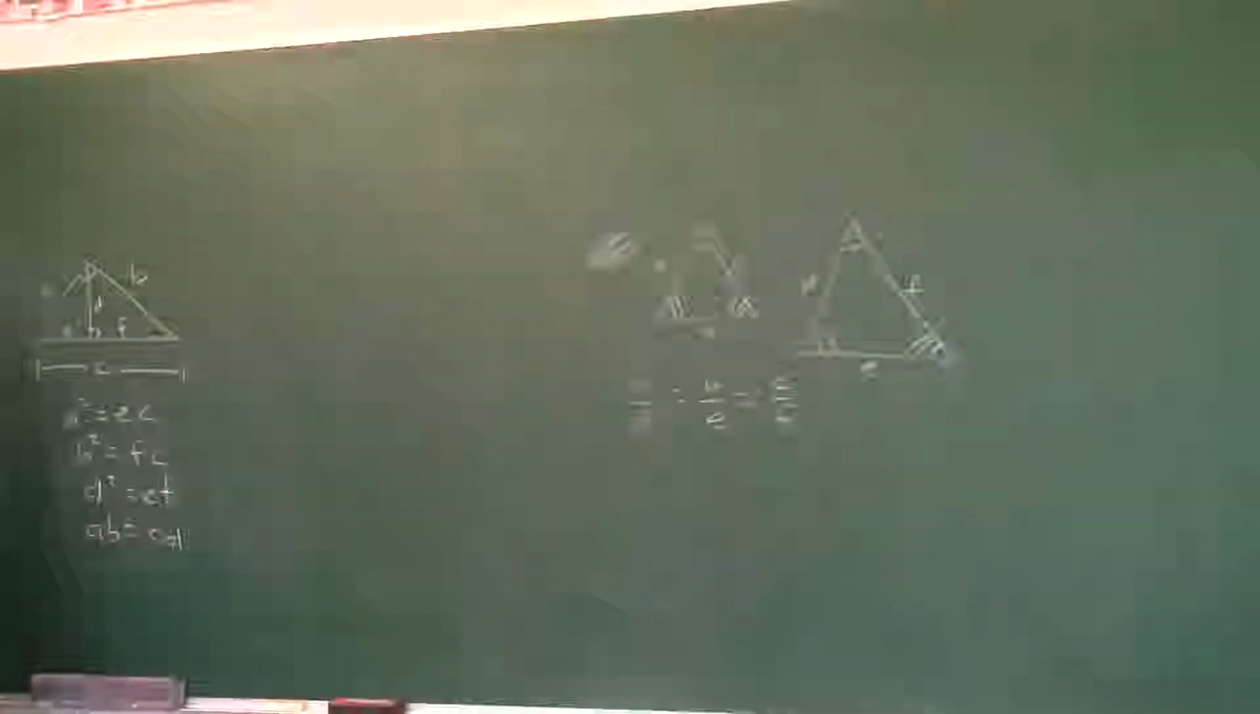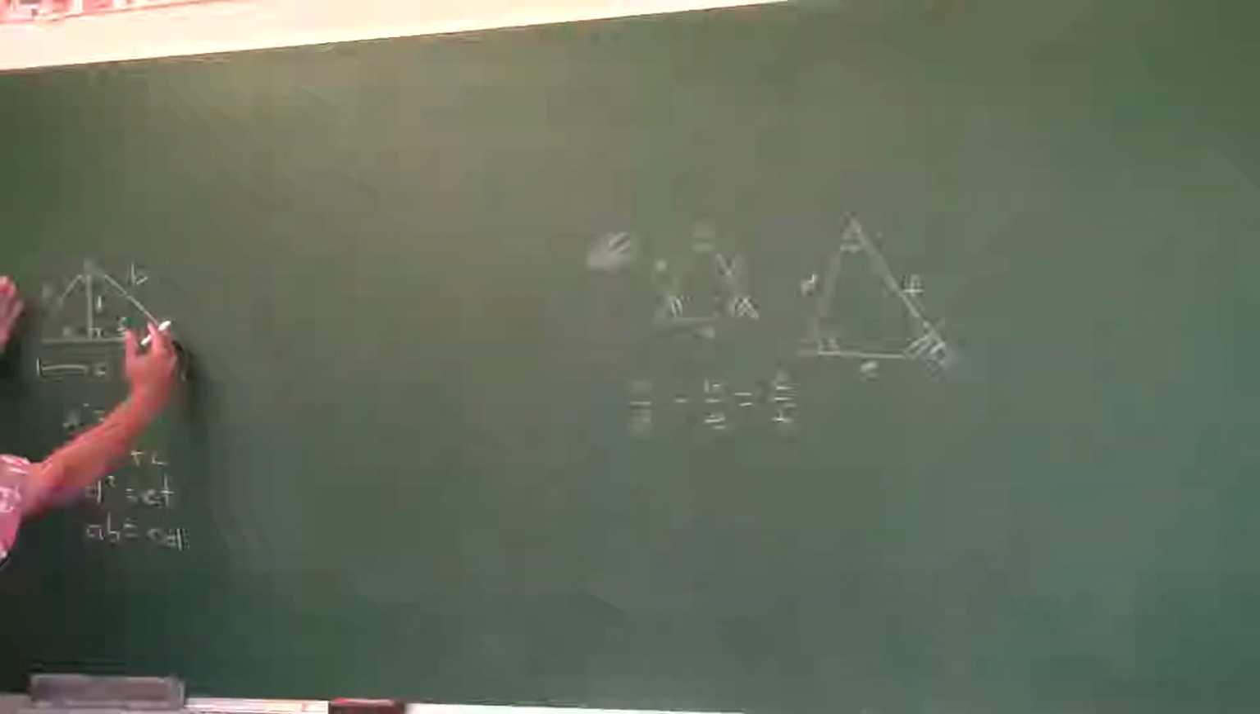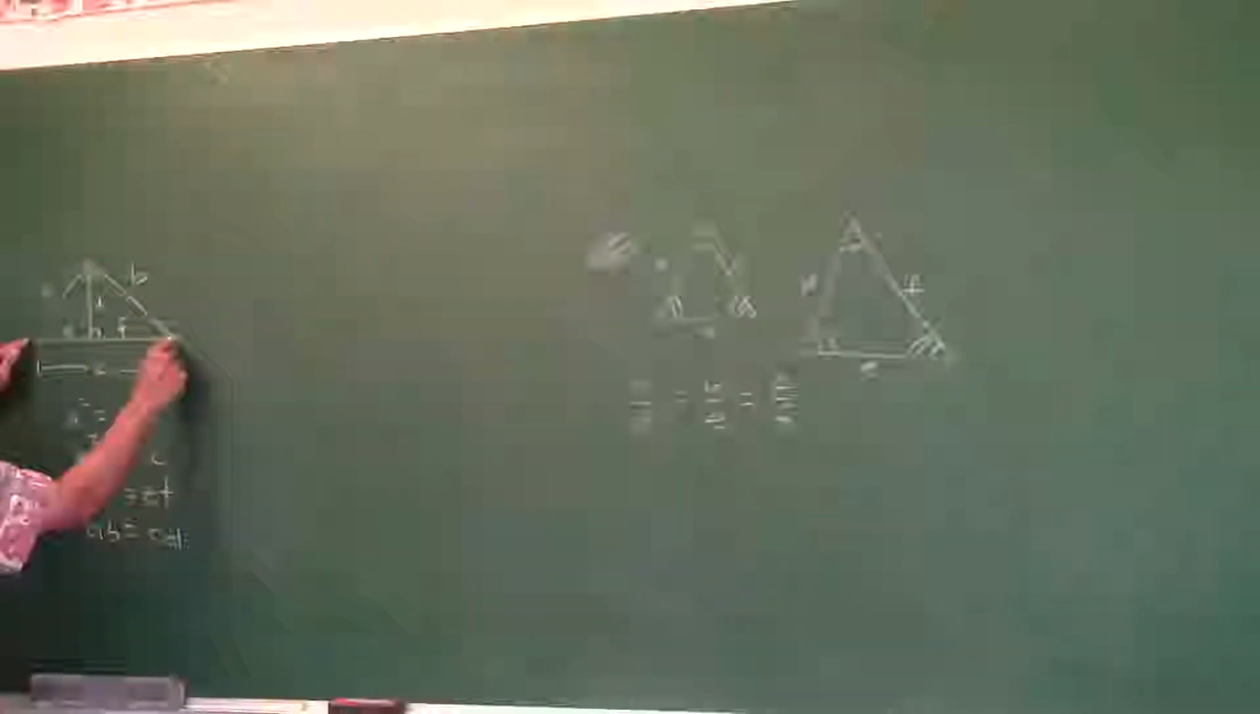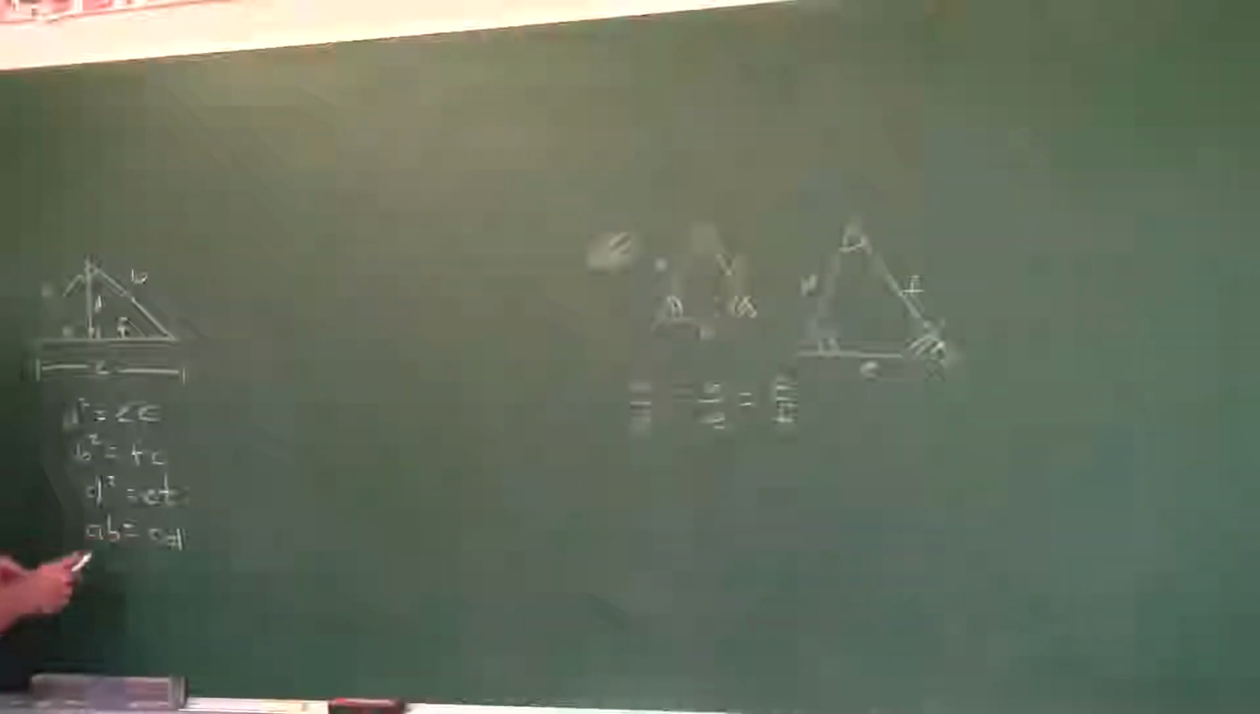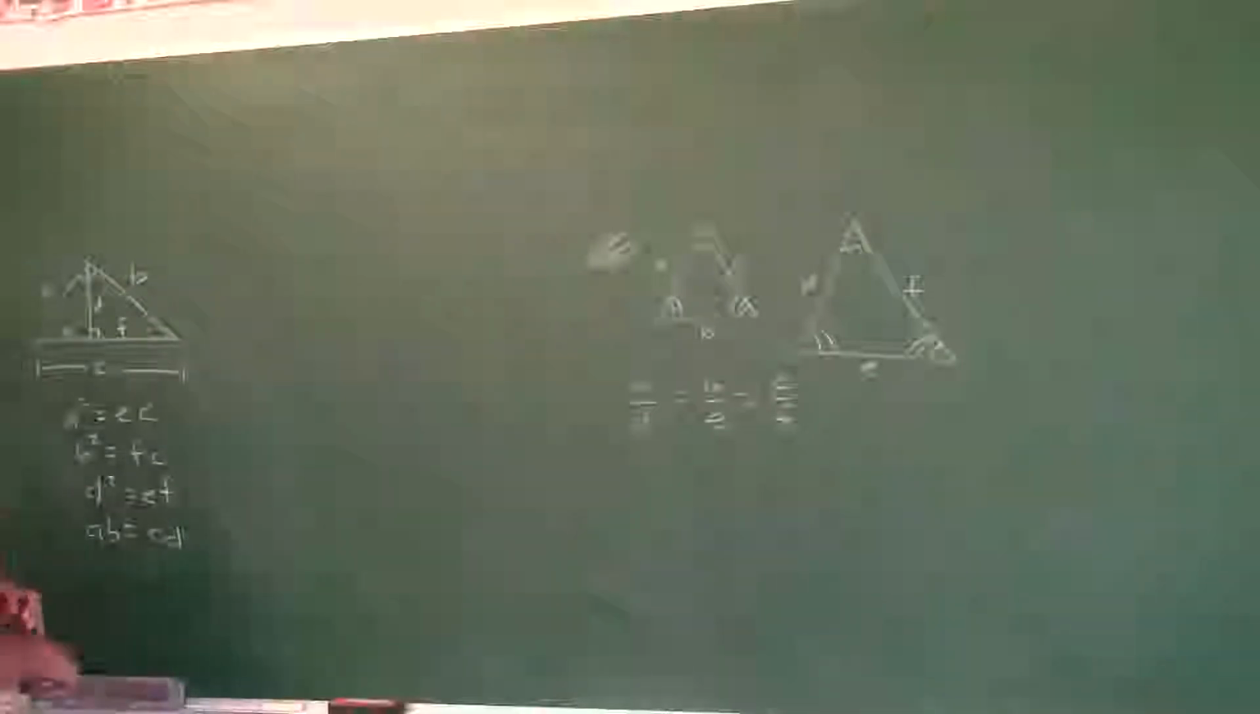This last one comes from the area, right? We can compute the area of this triangle as 1/2 A times B. But we can also compute it as 1/2 this times that. So this last one here really doesn't come from similar triangles, it just comes from area. So just make sure you memorize these four right here.